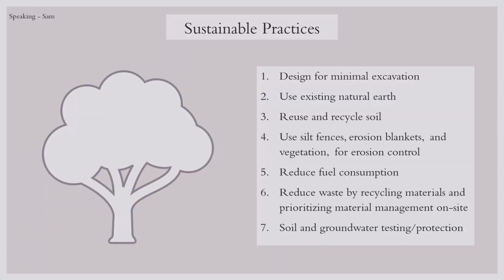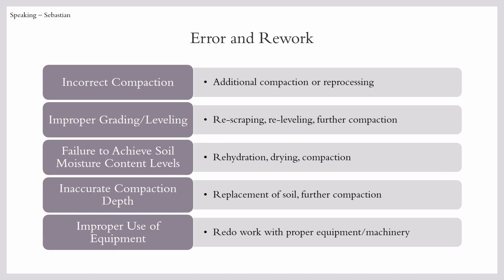These are sustainable practices that were used at the Florence, Kentucky job site. Designed for minimal excavation, use existing natural earth, reuse and recycle soil. They use silt fences, erosion blankets, and vegetation for erosion control. They tried to reduce fuel consumption, reduce waste by recycling materials and prioritizing material management on site. And lastly, soil and groundwater testing and protection.